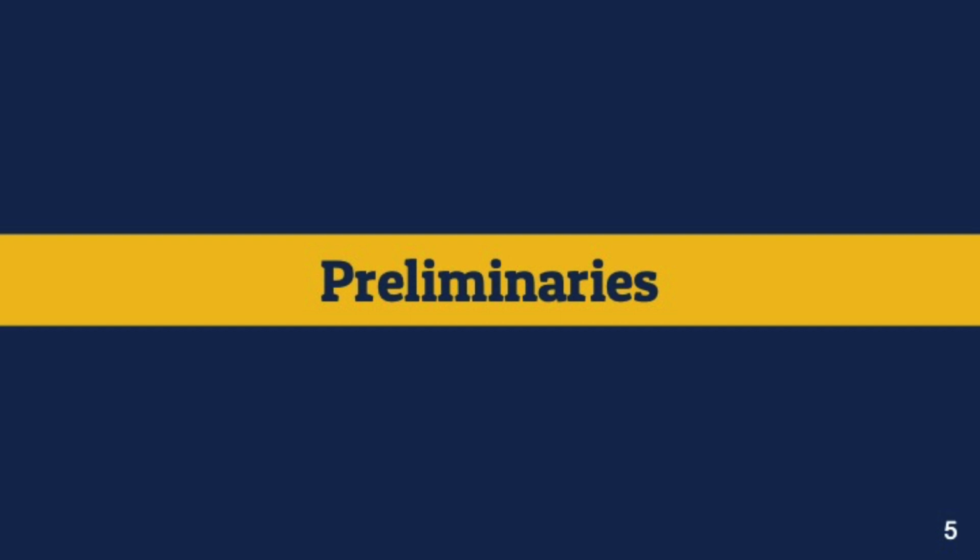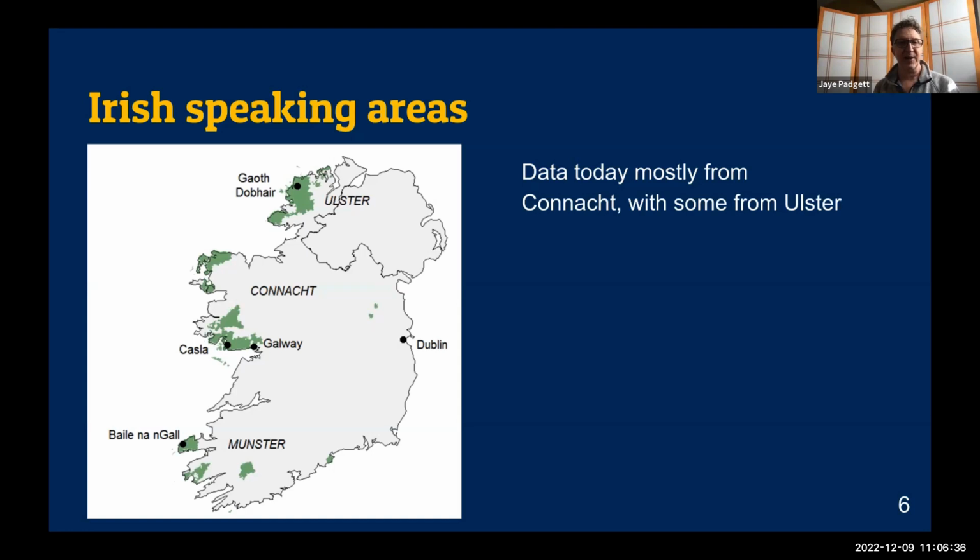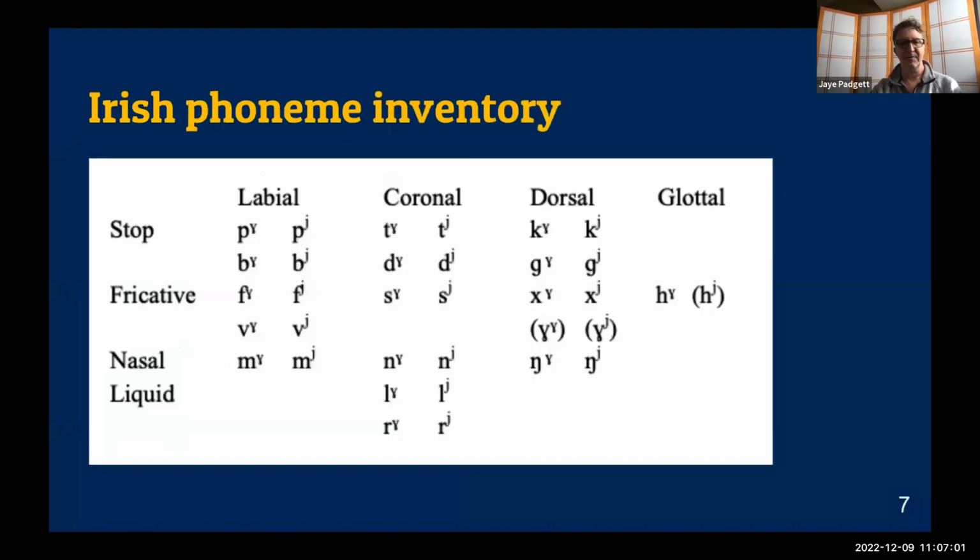So the shaded areas are the Gaeltacht, the areas where Irish is still spoken as a community language, and by a lot of people in their homes. And there are three major dialect areas in the case of Irish. There's the Ulster dialect area, the Connacht dialect area, and then the Munster dialect area. And we've been gathering data from all three dialects. Today we have data mostly from Connacht and one Ulster speaker.